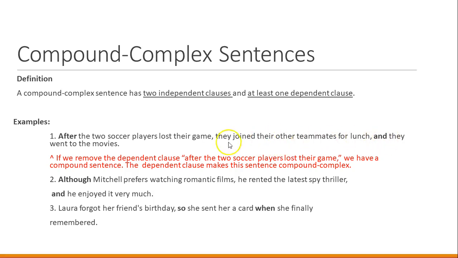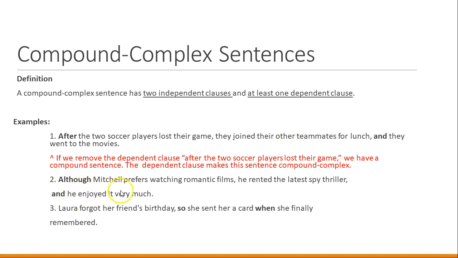So here we have two simple sentences, or two independent clauses, joined by "and," which is one of the FANBOYS: "They joined their other teammates for lunch and they went to the movies." If we take the dependent clause out, what do we have? We have a compound sentence. If we remove the last part, "and they went to the movies," and keep "after the two soccer players lost their game, they joined their other teammates for lunch," then we have a complex sentence. Altogether, we have a compound-complex sentence.